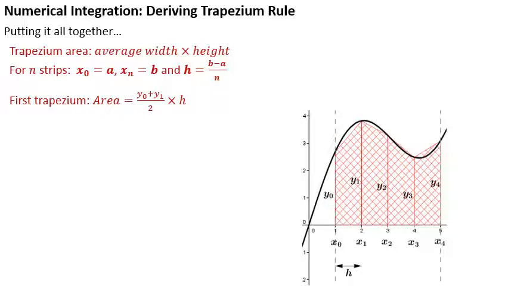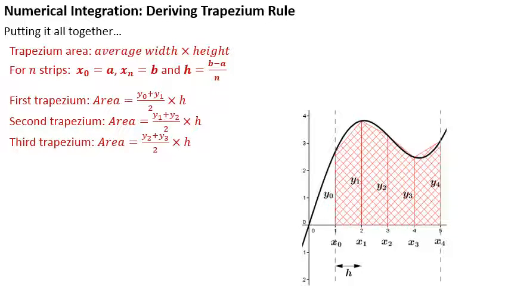Let's look at the first trapezium. The average width of the trapezium is going to be y0 plus y1 over 2. So the average of y0 and y1. And then we multiply by h, which is the height of the trapezium, and that gives us the area. We do the same thing for the second trapezium, but with y1 and y2, and you can start to see not only why it's repetitive, but also why it will combine relatively nicely into a general formula.